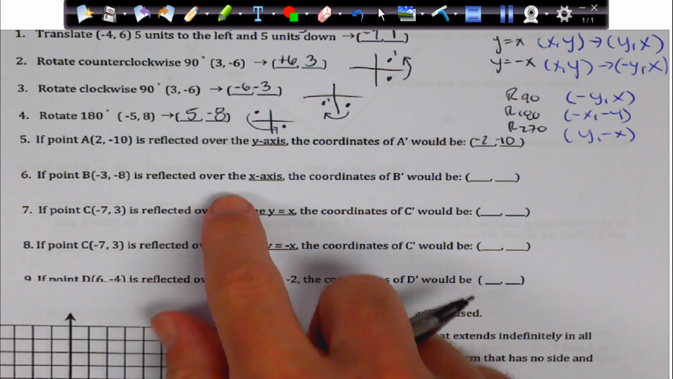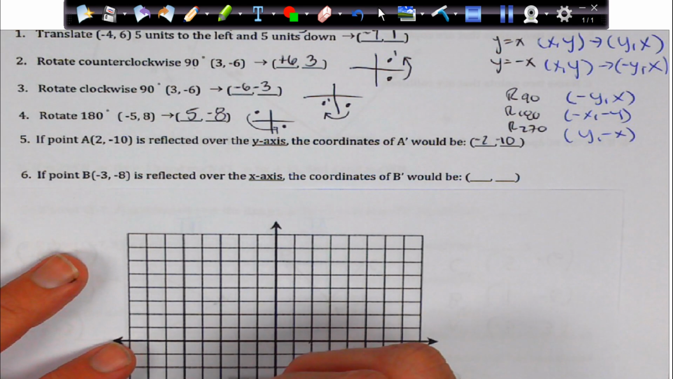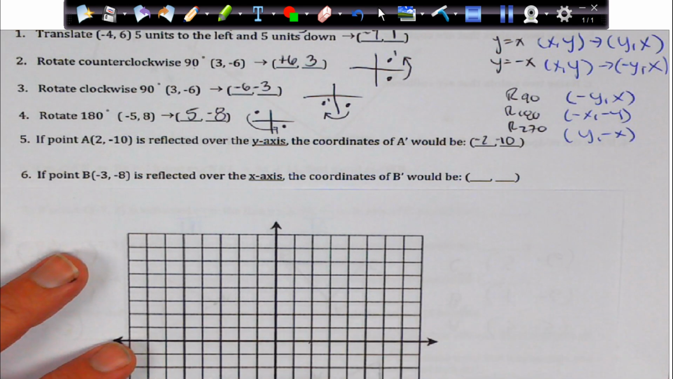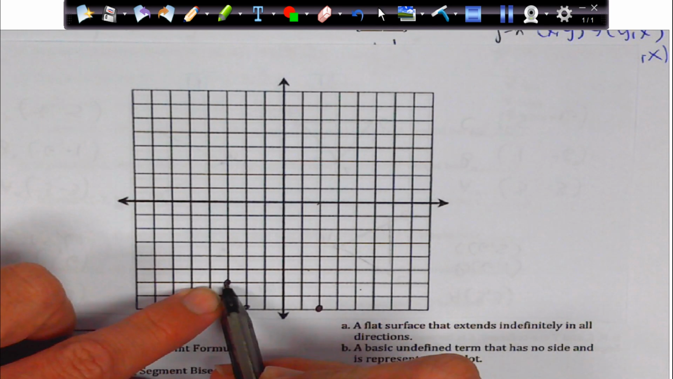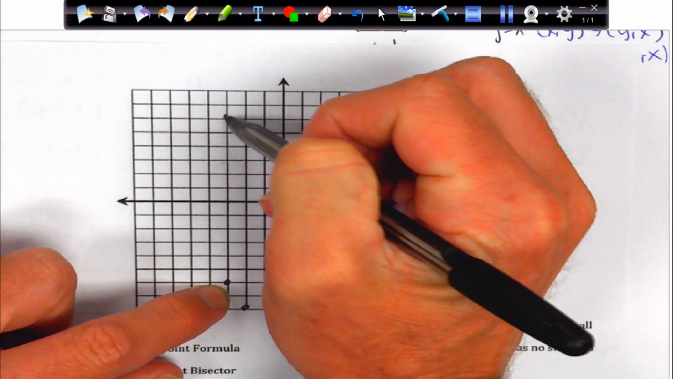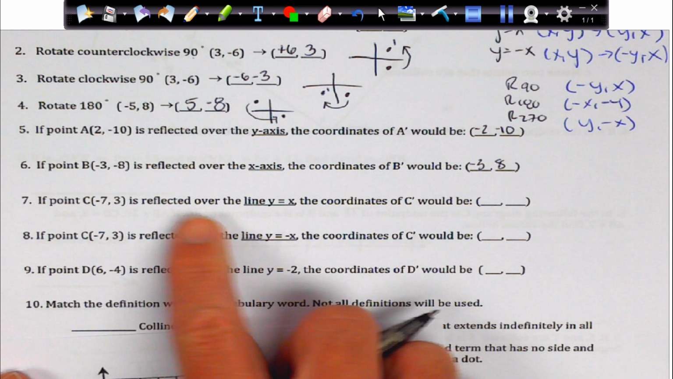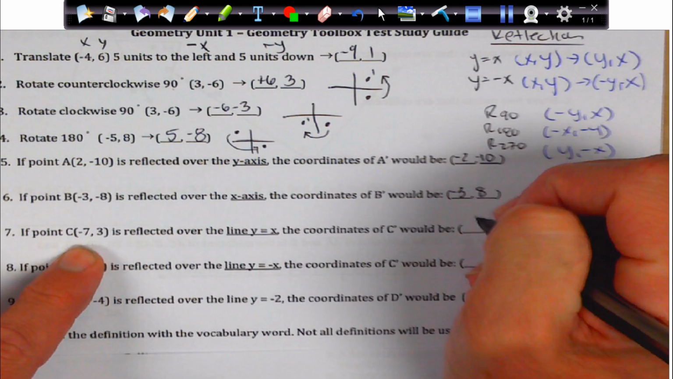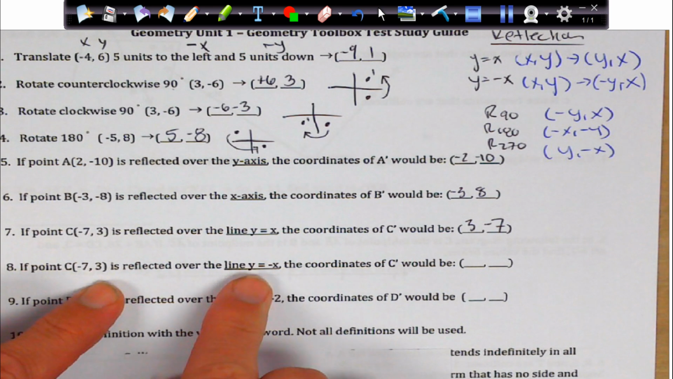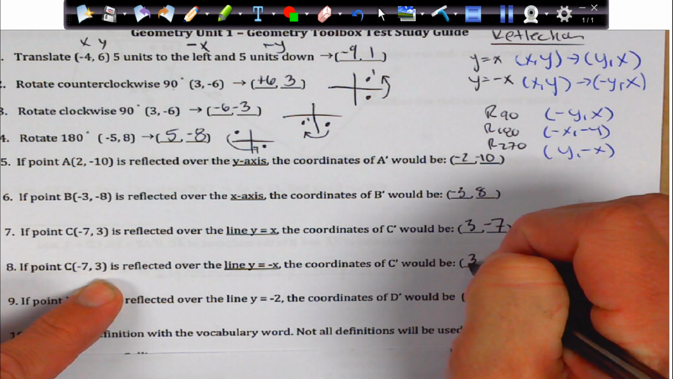This one right here, 3, negative 8. So negative 3, negative 8 is down here. And we're reflecting over the x-axis. So I'm right here, negative 3, negative 8. So I'm going to go 8 up and then 8 up here. So that's going to be at negative 3, positive 8. The y equals x line, again, I just refer to my rule. I just flip them. So that's 3, negative 7. I flip them and change the sign. So that's 3, negative 7, but then that becomes positive. That becomes negative.